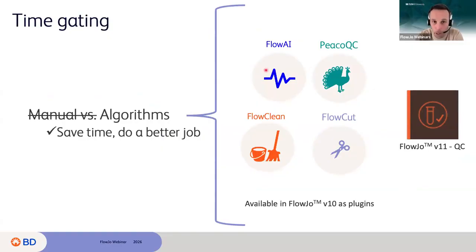So there are many algorithms available to remove those anomalies. So we have FlowAI, Peacock, FlowClean, FlowCut. Those algorithms are available in FlowJo v10 as a plugin. But in FlowJo 11, we integrated the QC in FlowJo 11. So you can use the FlowJo 11 QC as well. And because this talk is focusing on FlowJo 11, I'm just going to talk about the FlowJo 11 QC.